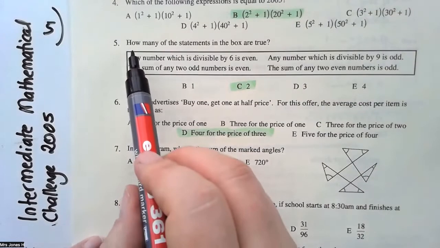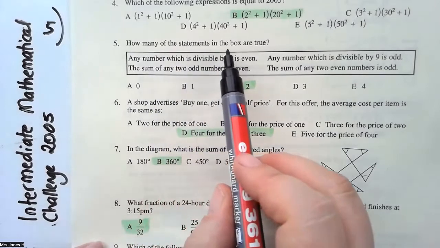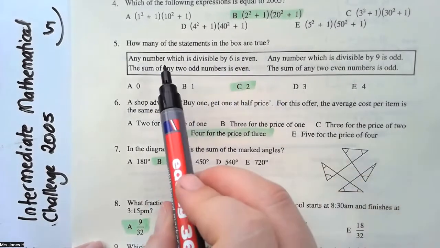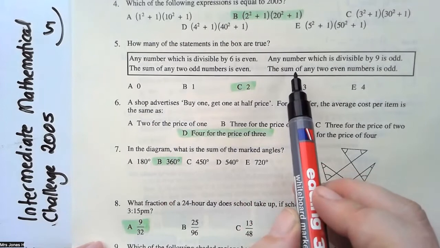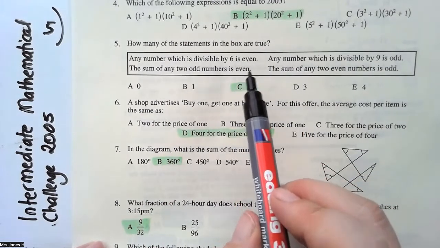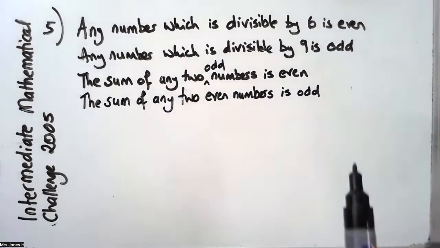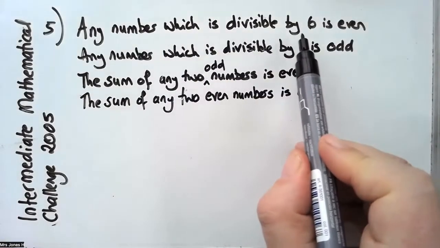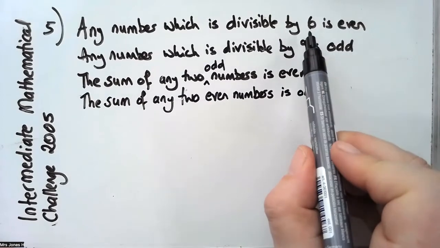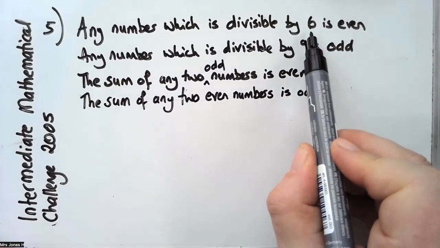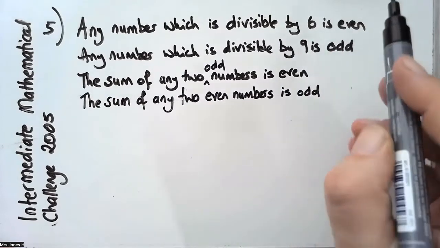Question 5. How many of the statements in the box are true? This is a question where we've got to work through each one to prove whether it's right or wrong, whether it's true or false. Any number which is divisible by 6 is even. 6 has got a factor of 2, therefore this is correct.